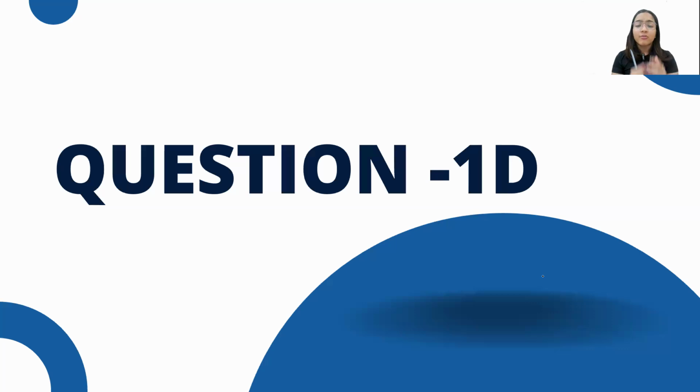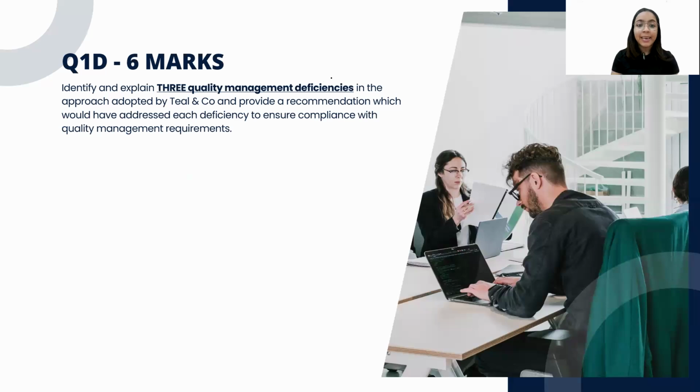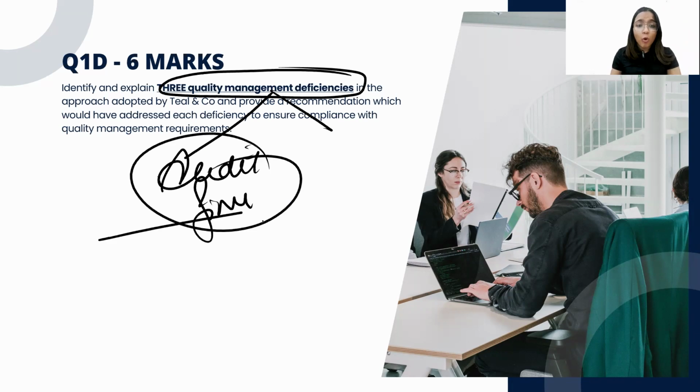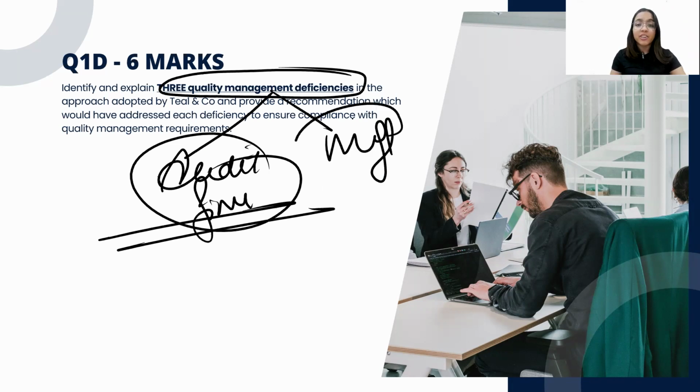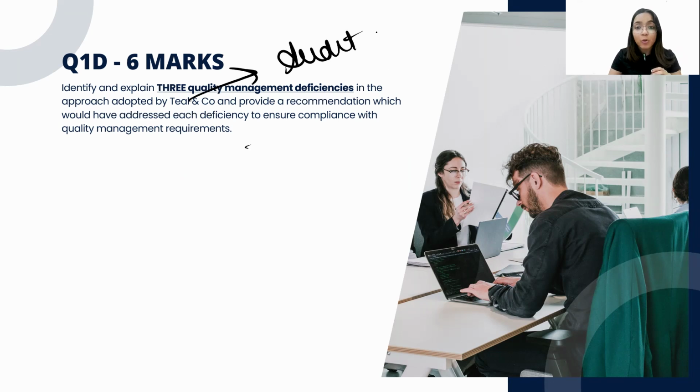Okay, please. Finally, coming on to the fourth question of question number 1, which is D, 3 quality management deficiency. Now, this is the common mistake, or in fact, I noticed this in the test series as well as I gave them, that this question is from the perspective of audit firm. If you are writing any deficiency which is relating to the management, you will not get any marks. 3 quality management deficiency in approach adopted by Teal Company. Teal Company is the audit firm.